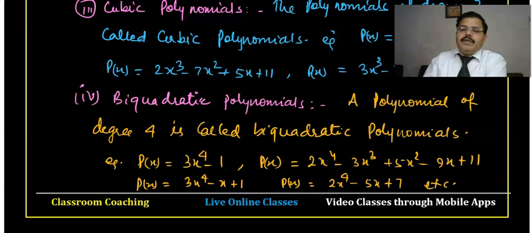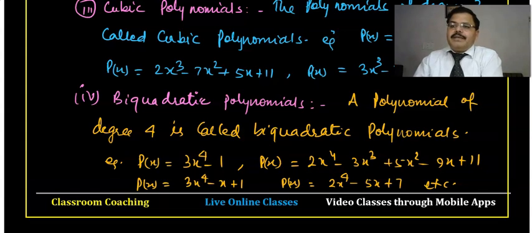These are all biquadratic polynomials. So I hope you got it, what is a polynomial, and of what types polynomials are. Depending upon the number of terms, polynomials can be described as monomial, binomial, trinomial, quadrinomial, and depending upon the degree, polynomials can be described as linear, quadratic, cubic, and biquadratic polynomials.